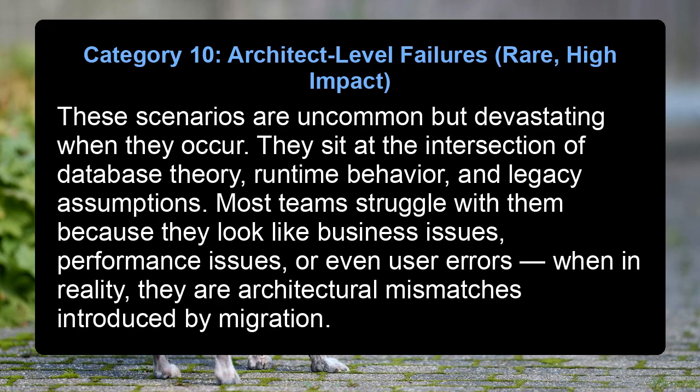Category 10. Architect level failures, rare, high impact. These scenarios are uncommon but devastating when they occur. They sit at the intersection of database theory, runtime behavior, and legacy assumptions. Most teams struggle with them because they look like business issues, performance issues, or even user errors, when in reality, they are architectural mismatches introduced by migration.